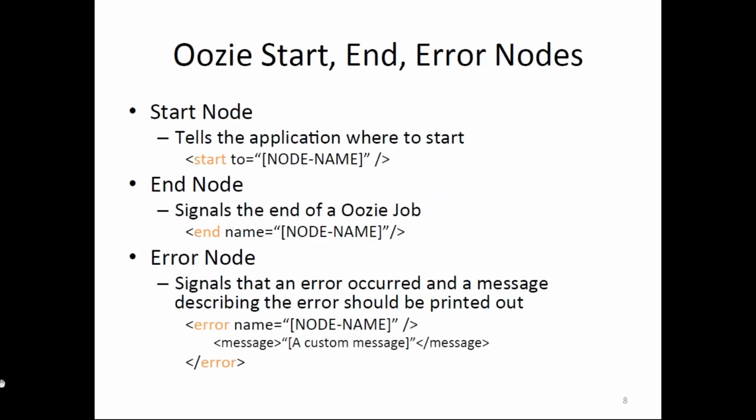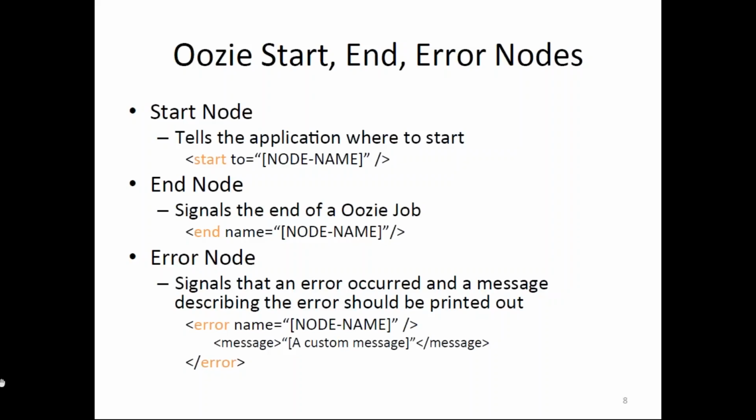So these are the start, end, and error nodes. The start node, as the name suggests, is the one which starts the Oozie workflow. The end node is the one which ends the Oozie workflow, and the error node is where it goes if any error happens. You can customize the error nodes depending on the type of error you get. If you're getting a MapReduce error, you go to the MapReduce error node. If you're getting a Pig error, it goes to a Pig error node.